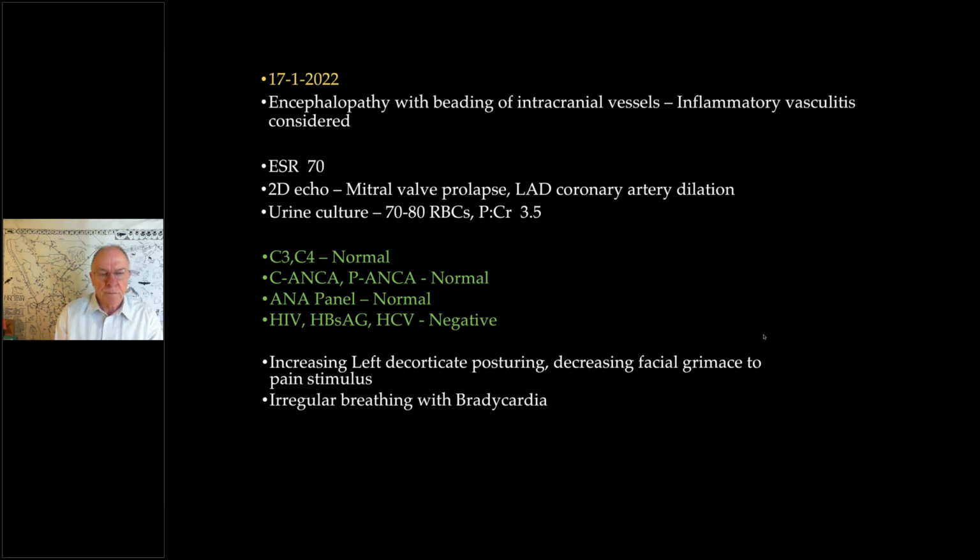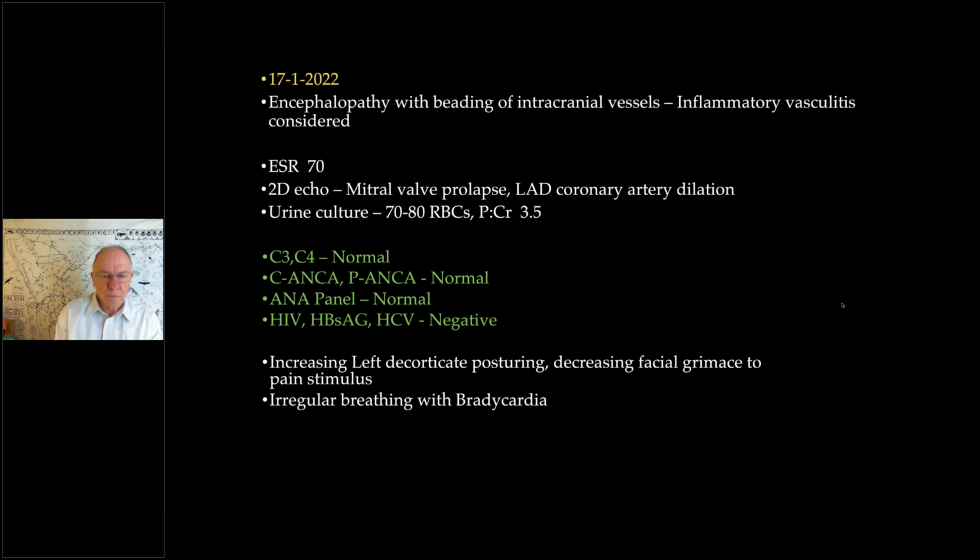In view of encephalopathy with bleeding in intracranial vessels, we thought of inflammatory vasculitis, so we evaluated further to see whether there was any systemic involvement. ESR was 70, 2D echo showed mitral valve prolapse and significant left anterior descending coronary artery dilatation. Urine routine showed 70 to 80 RBCs, and the protein creatinine ratio was elevated at 3.5, which is in the nephrotic range of proteinuria.